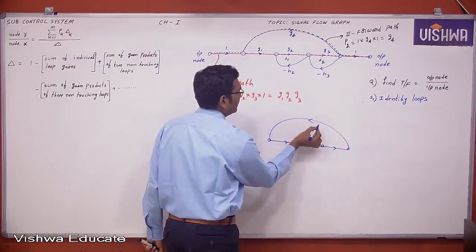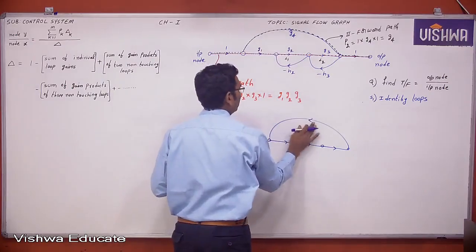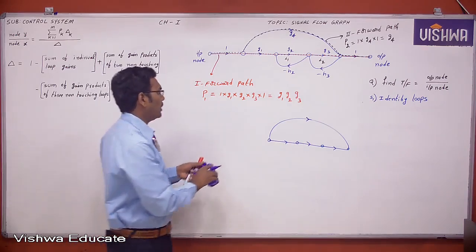Okay, if there is a reverse path, yes, we can agree this is a loop, but now here, which path? This is the path like this. This is not a loop. Okay, this is not a loop.